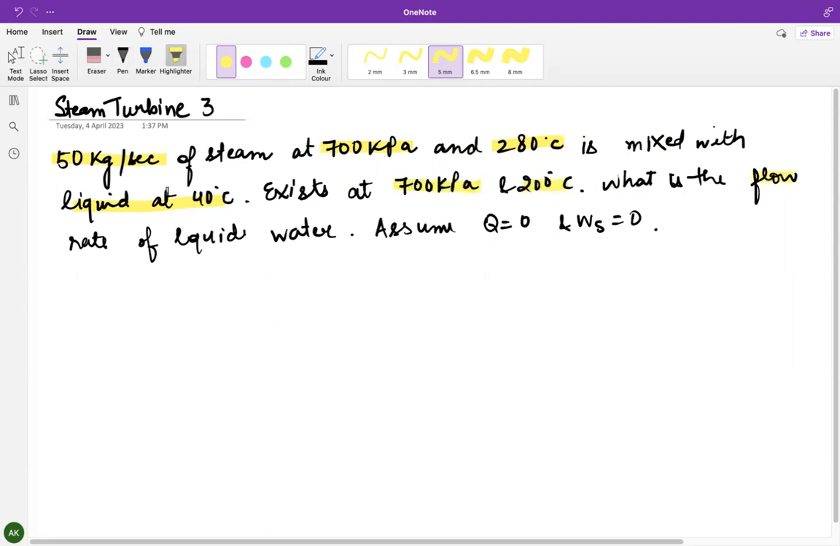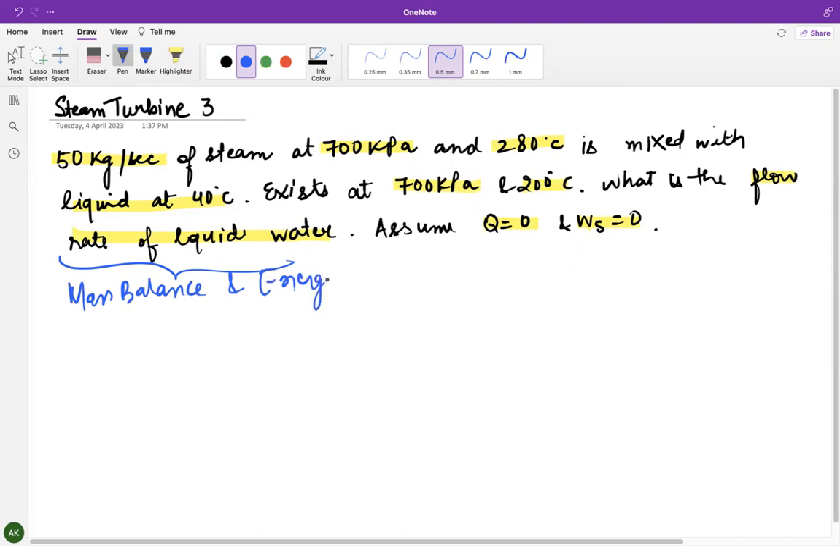What is the flow rate of liquid water? Assume that Q is 0 and shaft work is also 0. So in this question, we will be using material and energy balances, which means we will be using mass balance as well as energy balance. So in this question both are used, mass balance and energy balance.